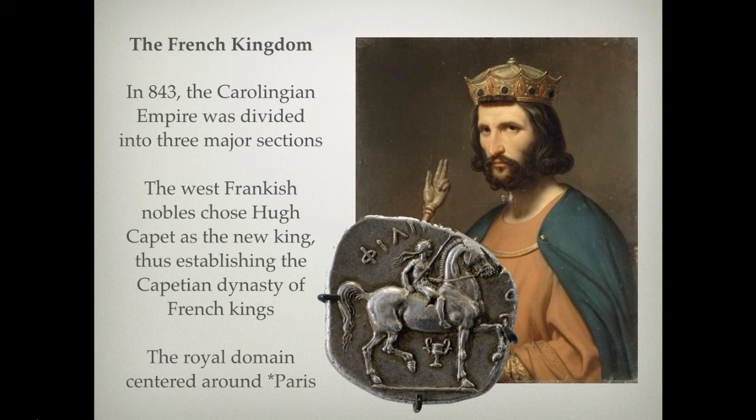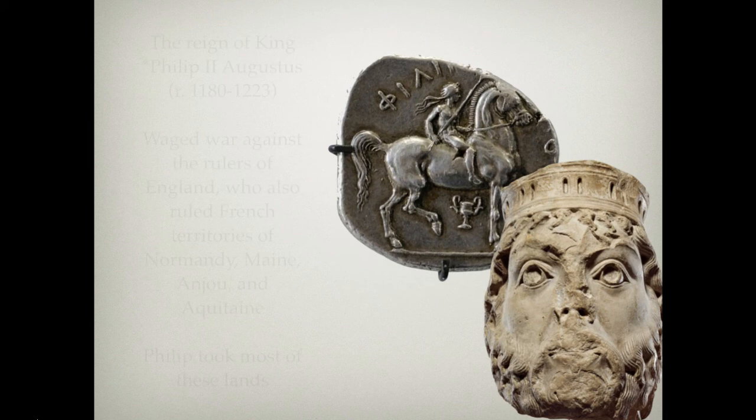That central and eastern portion will have a different identity through time. But under this new dynasty, the royal domain centered around a new urban center, Paris, which had existed before, but really becomes the locus of power, the center of power for this new dynasty, this new French monarchy, which really emerges out of the ashes of the Carolingian Empire.